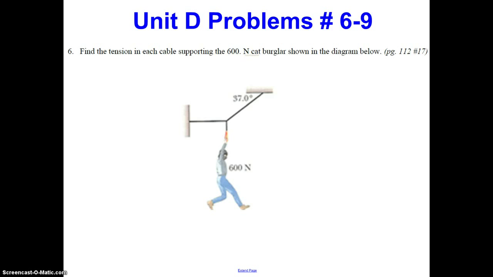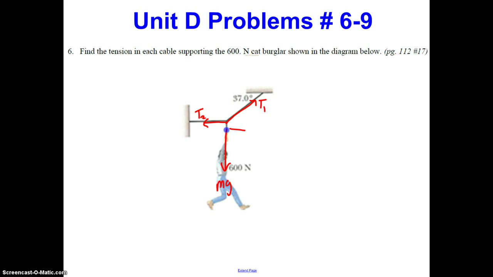As always, how we start these types of problems is by drawing a free body diagram of all the forces acting in the system. And here we have the weight down, which is the 600 newtons given. We have a tension in this cable to the left, which we'll call T2. And we have this tension in the cable up at an angle of 37 degrees below the ceiling, which we'll call T1. That would be the free body diagram in this problem.